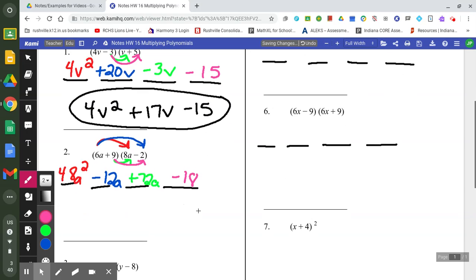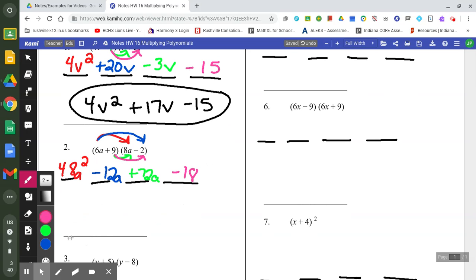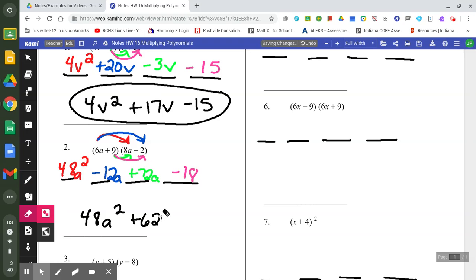Again, my middle terms are alike. So my answer is going to be 48a squared. And then I've got to do negative 12a plus 72a. So that should give me a plus 60a. 48a squared plus 60a minus 18.